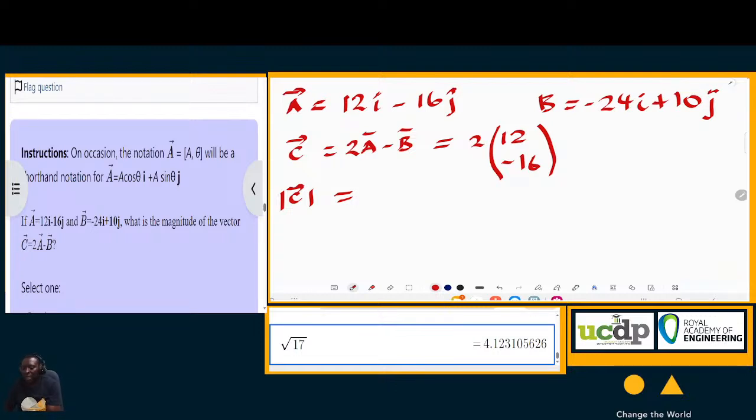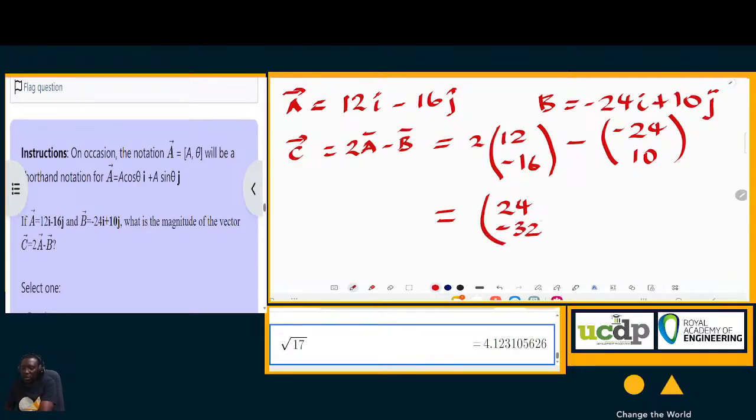So I can represent my vector in terms of I and J like this. You know matrices. Then this is minus B, where B is negative 24 and 10. The top part is representing the X, the bottom the Y, or the I and the J. That would mean I can do my arithmetic. 2 times 12, 24. 2 times minus 16, negative 32. And this is subtracting negative 24 and 10.